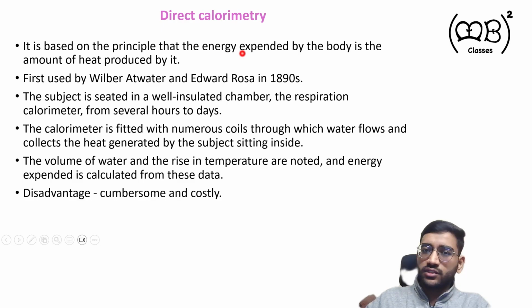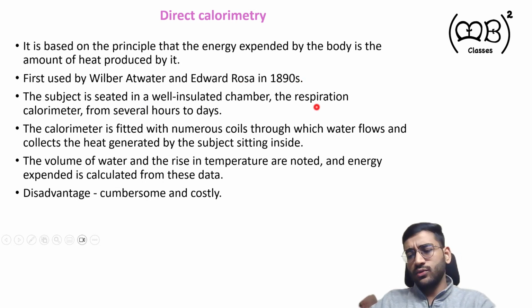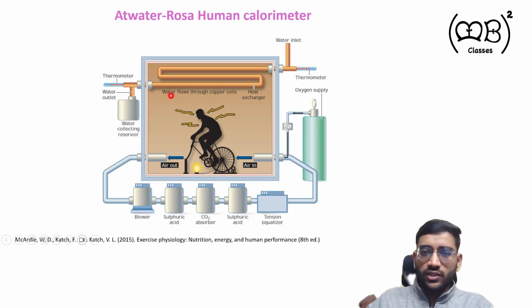Direct calorimetry is based on the principle that all the energy expended by the body is eventually converted into heat. This concept was first used practically by Atwater and Rosa in the 1890s. They used a well insulated chamber in which the subjects would stay for several hours to several days, like 13 or 14 days, and all the heat production in the body would be calculated by using copper coils in which water would flow.